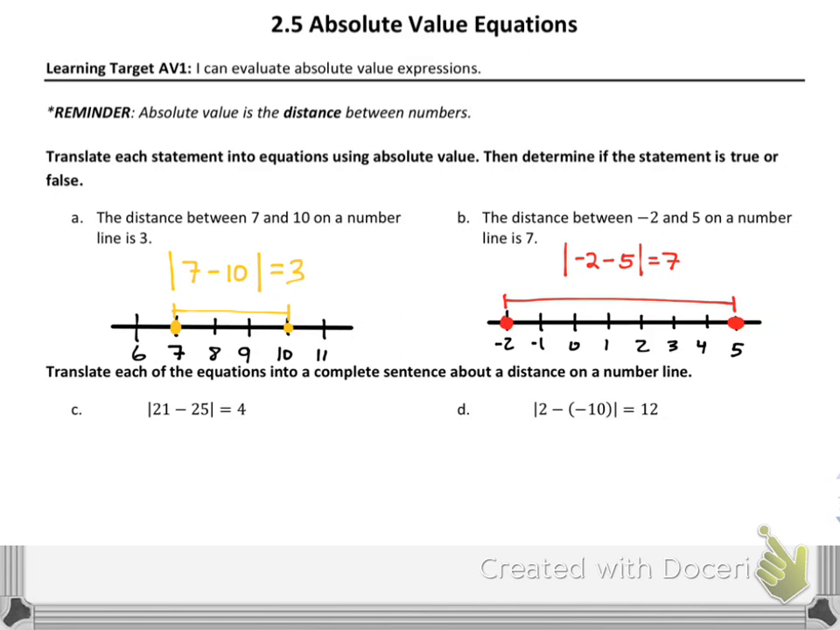So now on the flip side, what I want you to do is, and I know this is going to be a pain, but I want you to write me a sentence just like the first examples there. What is this absolute value statement saying about the distance? So for example, I have the absolute value of 21 minus 25 is equal to 4. And so what that means is the distance between 21 and 25 is 4. So I want you to write that out. I want you to do the same for D. What is this equation translated in words, English words?